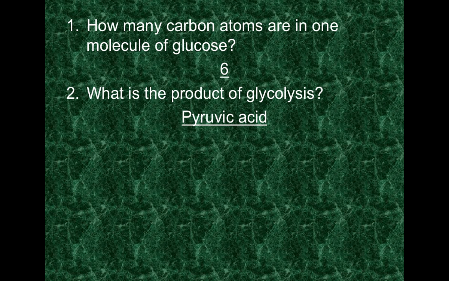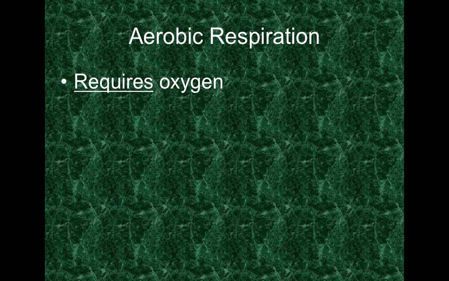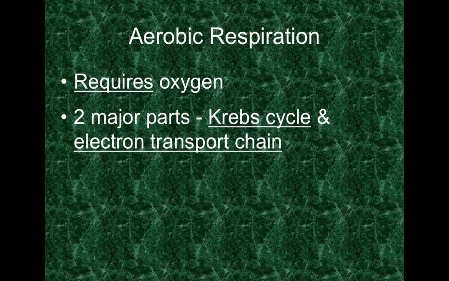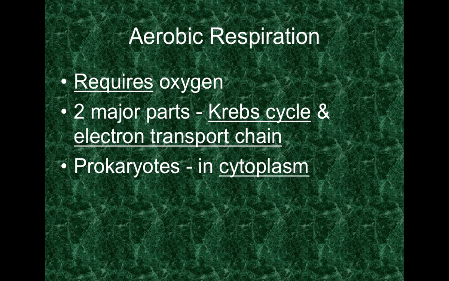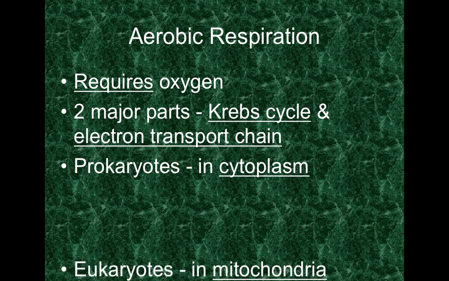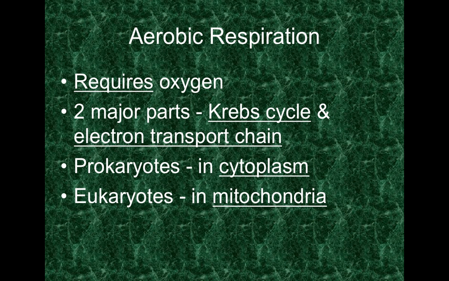Where we actually spend most of our time, though, is with the aerobic respiration. Aerobic respiration is the one that requires oxygen. And we have two major parts to it, the Krebs cycle and the electron transport chain. Now, prokaryotes can have this take place every so often using the cell membrane in the cytoplasm, but the majority of organisms that undergo aerobic respiration use the mitochondria.